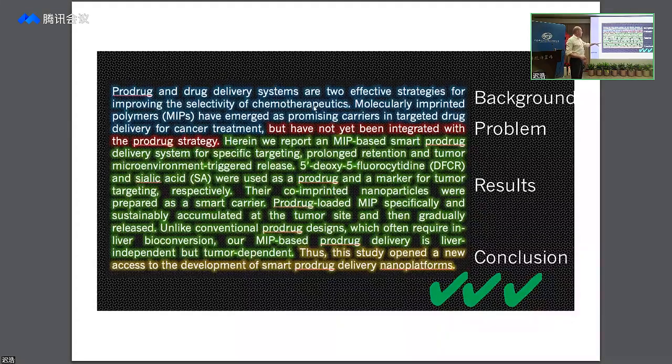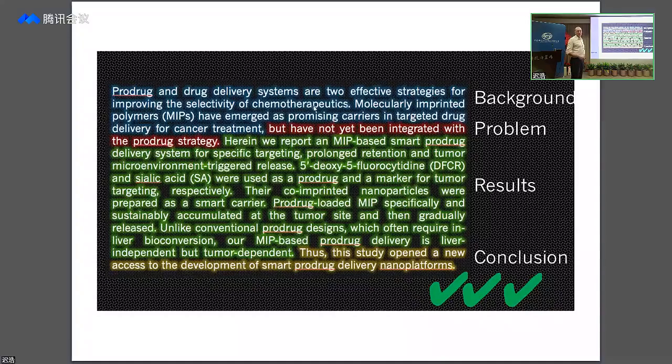So I gave this only 3 stars. Yeah, when you write your own abstract, try to focus on the main 1 or 2 results, and then give your readers a little bit more about the significance of your study. Because here you can see it says, "this study opened a new access to the development of smart pro-drug delivery nano platforms."